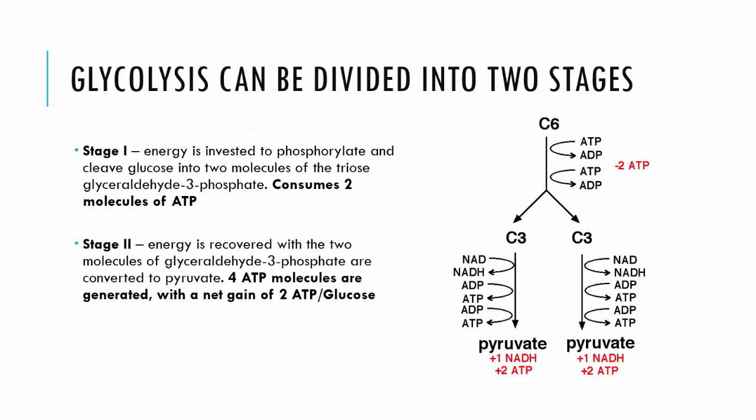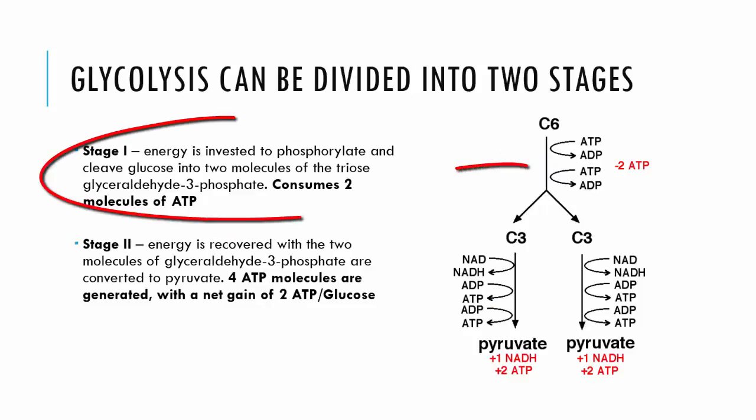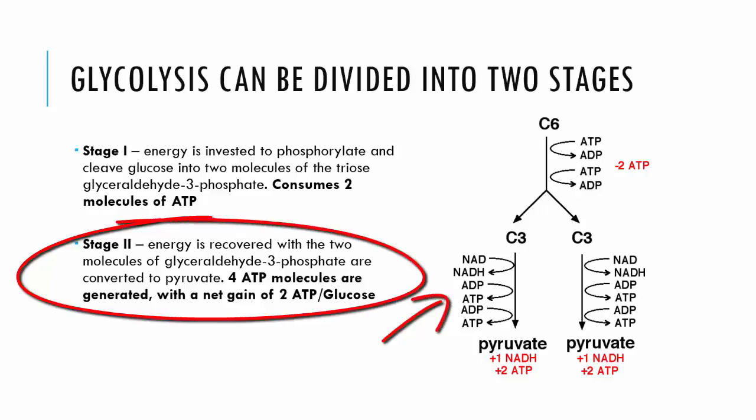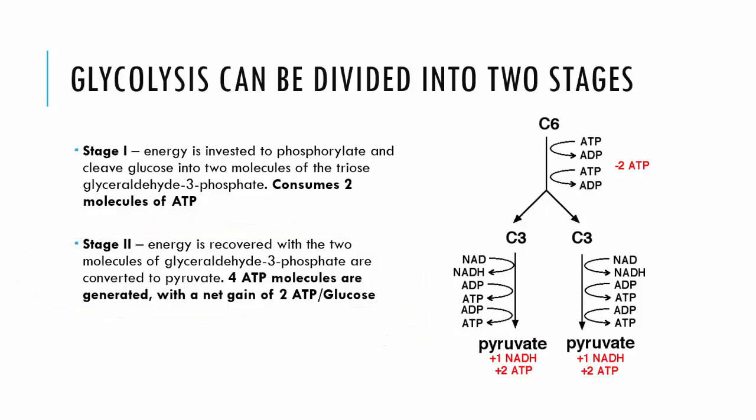Glycolysis can be divided into 2 stages, as indicated in this figure. In the first stage, 2 molecules of ATP are consumed to phosphorylate and cleave glucose into 2 molecules of glyceraldehyde 3-phosphate. In the second stage, we convert the 2 molecules of glyceraldehyde 3-phosphate to 2 molecules of pyruvate, releasing enough energy to make 4 ATP molecules and 2 molecules of NADH. In the overall process, we have a net gain of 2 molecules of ATP and 2 molecules of NADH for every 1 molecule of glucose that enters glycolysis.